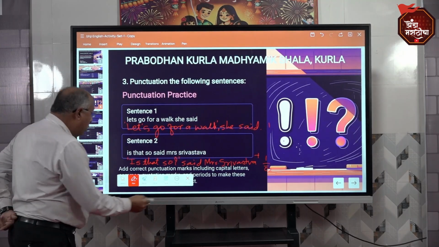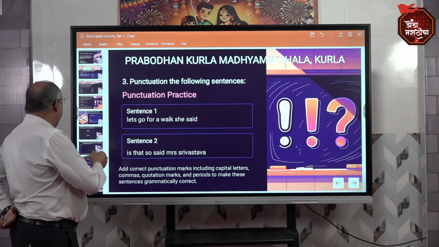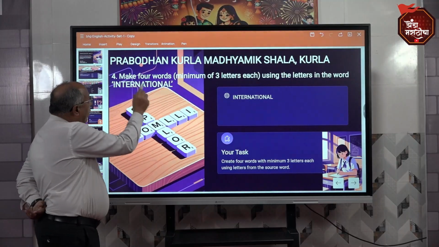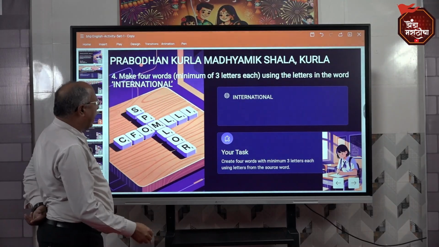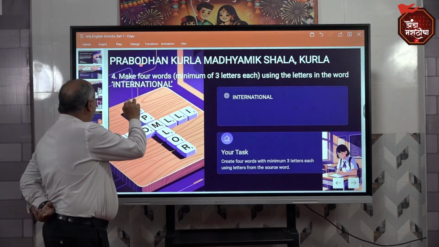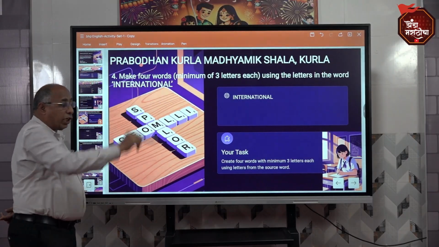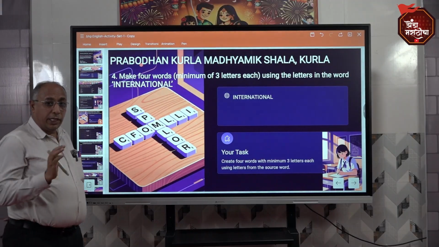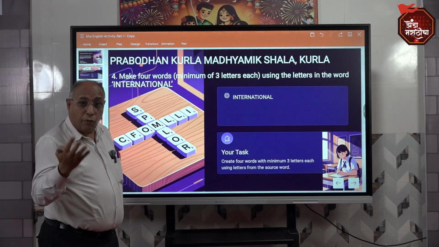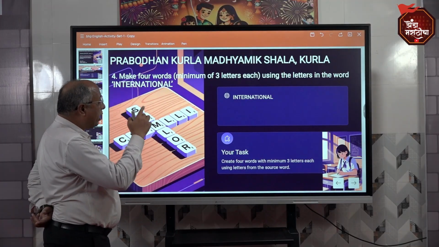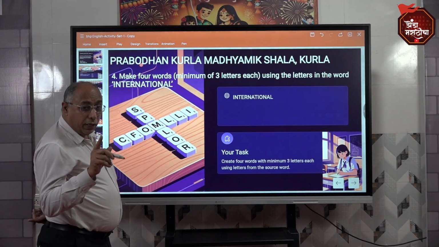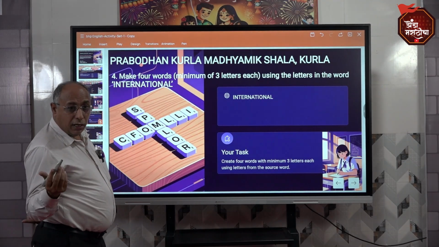Right now, we are going to the next activity, that will be the fourth, activity number 4. That is: make 4 words (minimum of 3 letters each) using the letters in the given word, that is international. The given word is international. You are asked to make 4 words using the correct letters, and each word should be 3 or more letters.